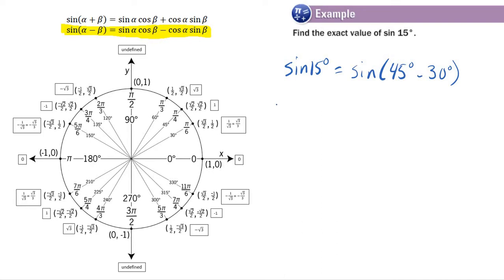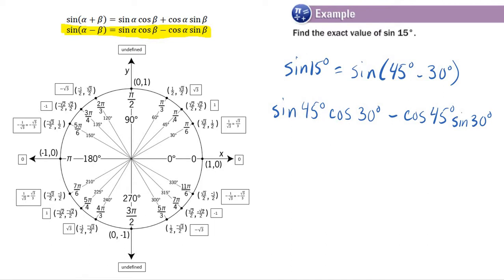So let's list this out and see what it's going to look like. So this is going to be sine of 45 degrees times cosine of 30 degrees minus cosine, and then they just switch, cosine of 45 degrees times sine of 30 degrees. Okay, and that's just my formula. Now where do I get these values? I go right to the unit circle.